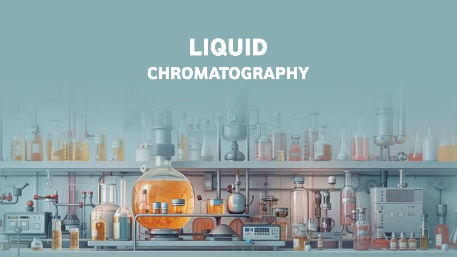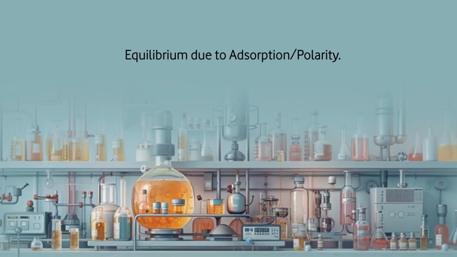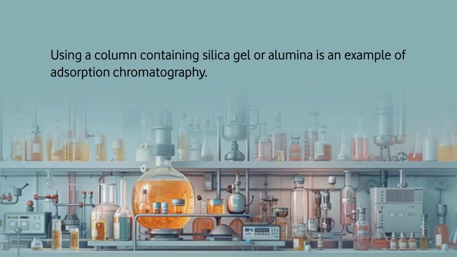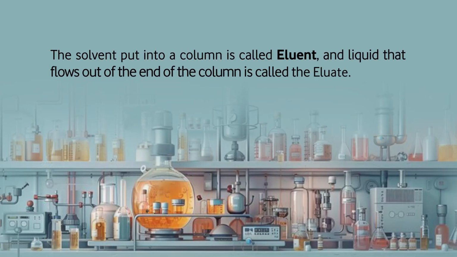After gas chromatography, let us talk about liquid chromatography. Here the equilibrium is due to adsorption and polarity. Adsorption is driven by polarity. So we use a column containing silica gel or alumina. It is a perfect example of adsorption chromatography. The solvent put into the column is called eluent, and the material that flows out at the end of the column is called eluate. Eluate is the one which is actually detected at the detector.